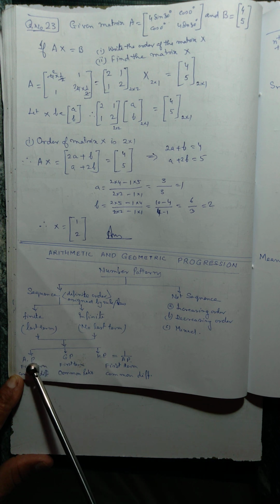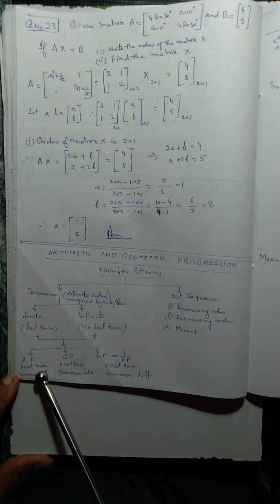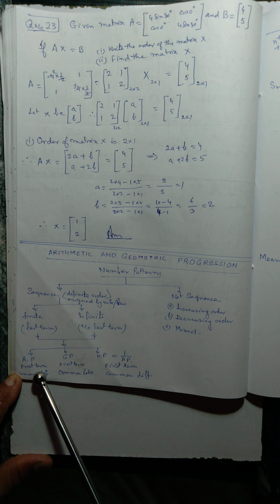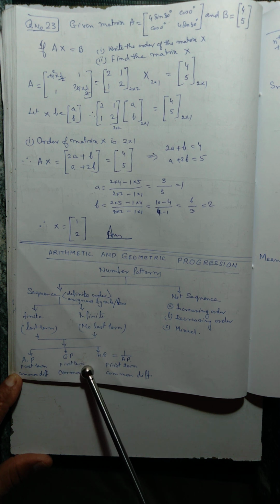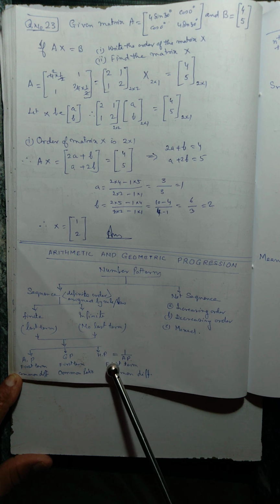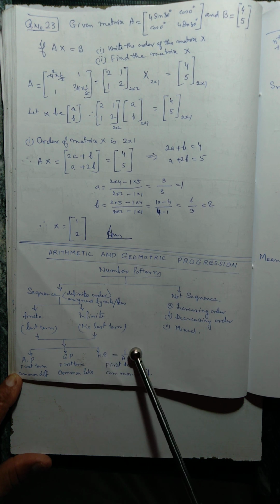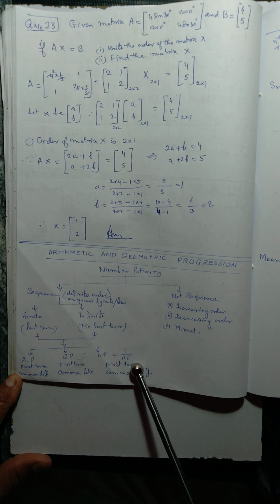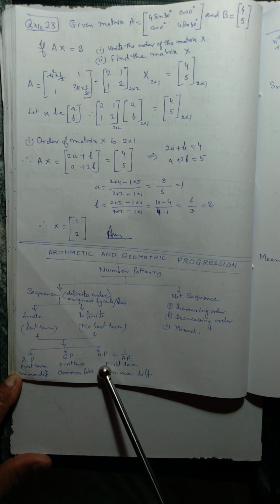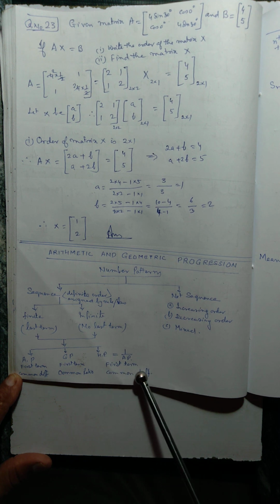You see, the arithmetic progression has the first term and the common difference between the preceding and succeeding terms, that will remain the same. Similarly, for the geometric progression, the first term and the common ratio are there. And the harmonic progression, which is the reciprocal of an arithmetic progression, also has a first term and common difference.